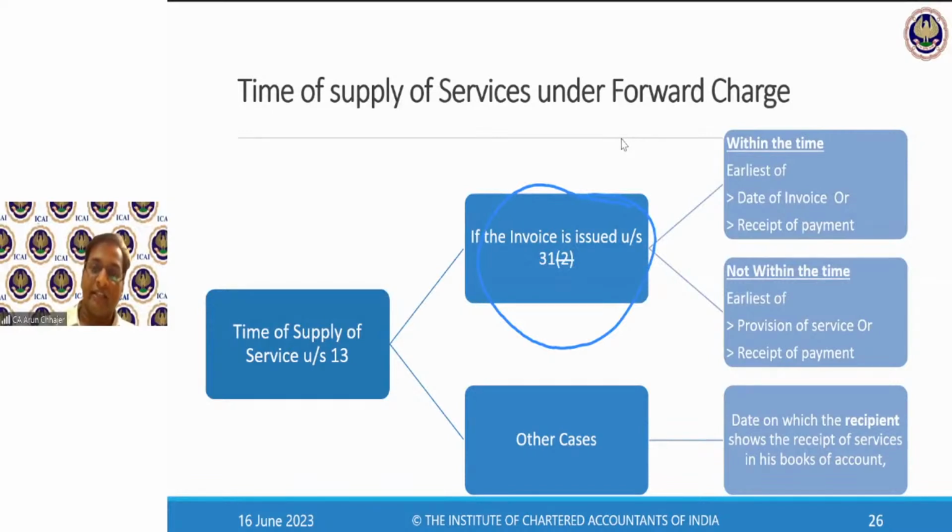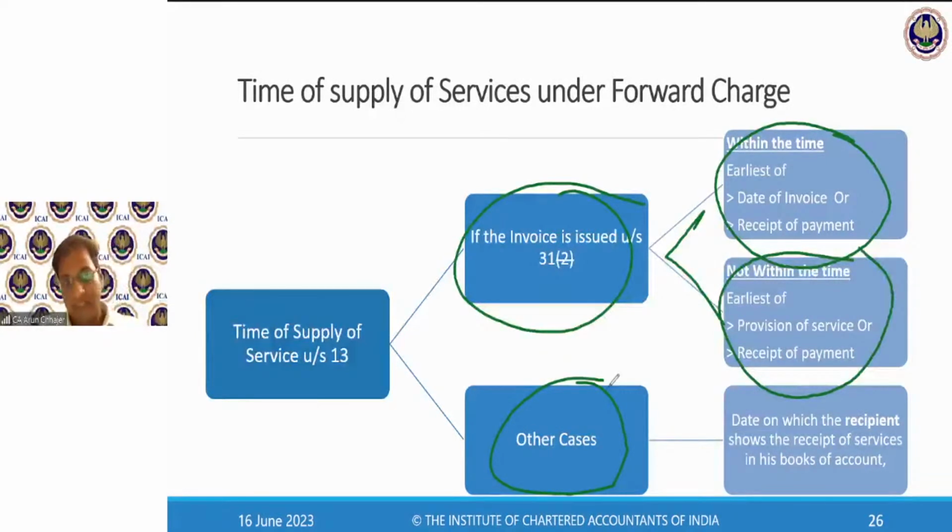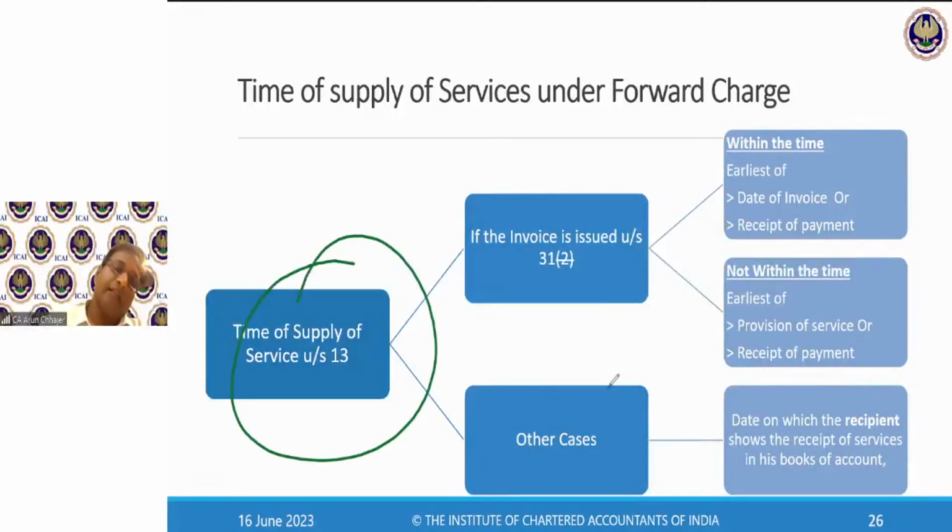First, you need to check whether the invoice is being issued or not. If the invoice is being issued, then it is again divided into parts: whether the invoice has been issued within time or not issued within time. There are two possibilities. We are talking about services. So in that case, the time of supply for the services under forward charge is divided into two parts. First part, invoice is being issued. Second part, invoice is not being issued. See, if the invoice is not being issued, it means the possibility would be a malafide intention.